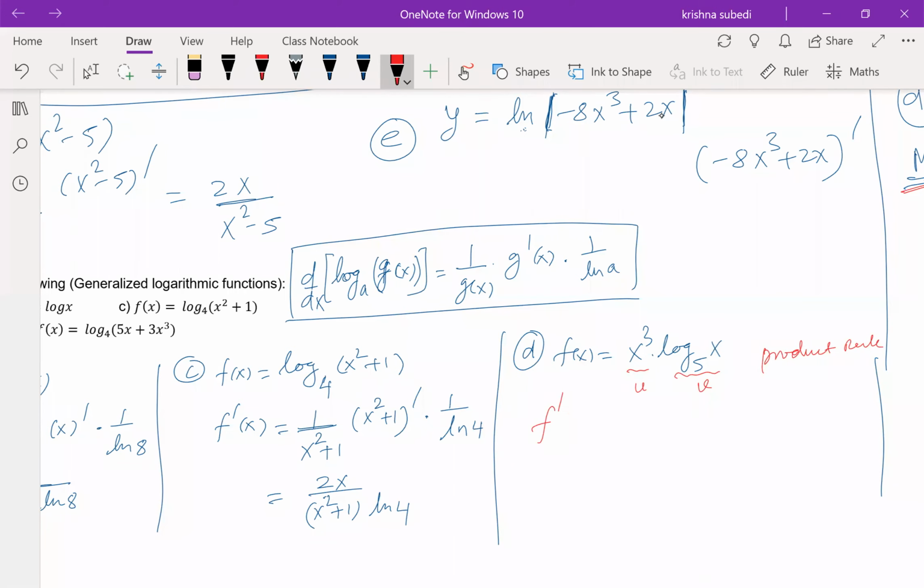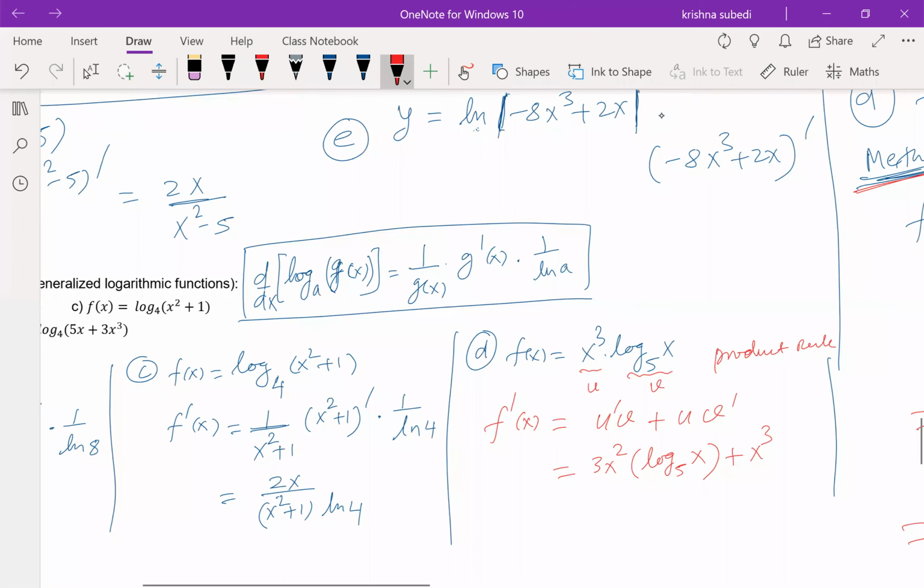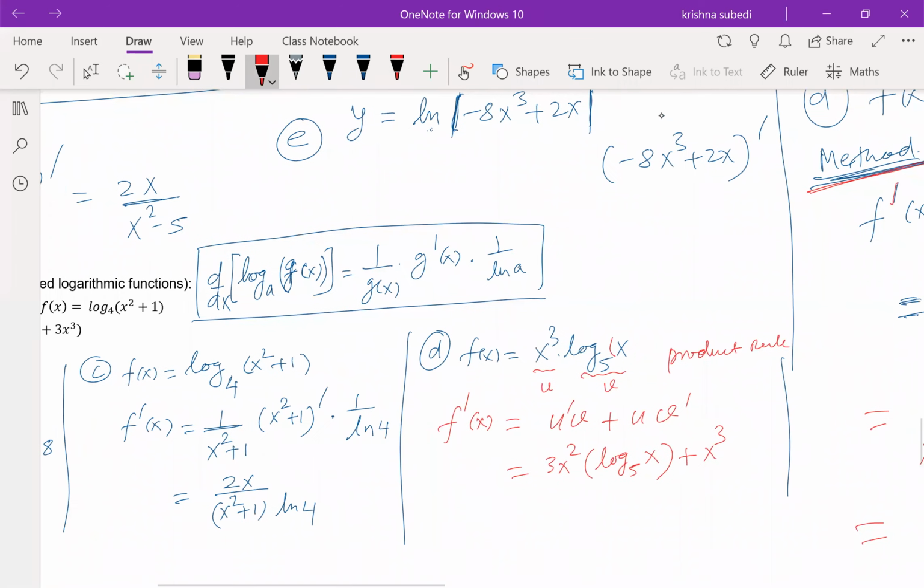So this is going to give you f prime of x equals u prime v plus u v prime. So u prime will be 3x squared, copy v, which is log to the base 5 of x, plus copy u, which is x cubed, and then the derivative of that. So the derivative of this will be 1 over x, and the derivative of x will be 1, I don't have to write that, and one extra factor, 1 over ln a, which is, the base is 5. That's it.